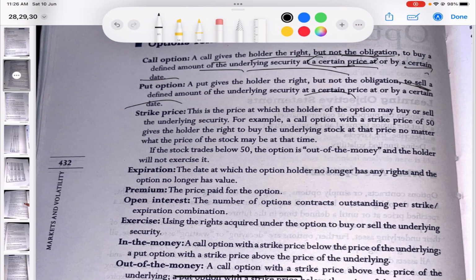Okay. Now we have something known as out of the money, in the money and at the money contracts. What are these? Out of the money, in the money, at the money. We also call them OTM, ITM and ATM.